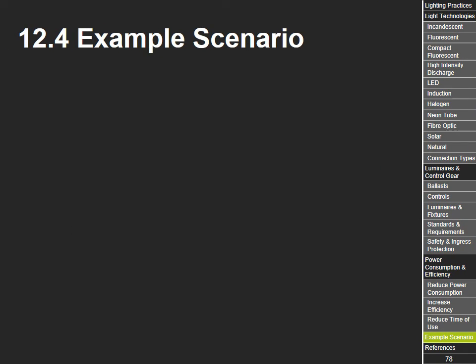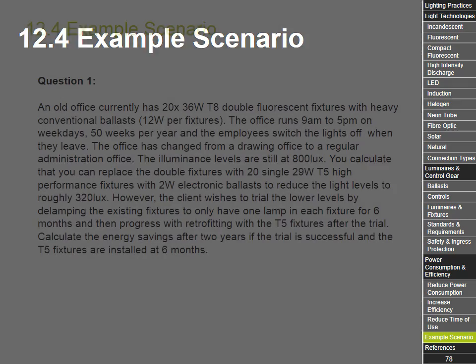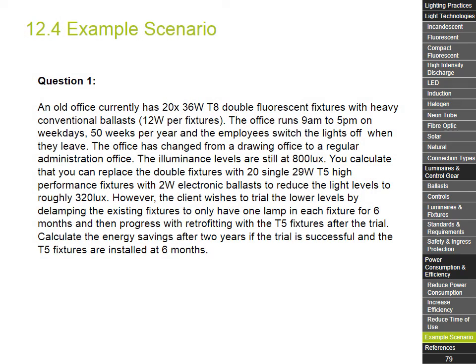An example scenario for lighting practices. Question 1. An old office currently has 20 x 36 watt T8 double fluorescent fixtures with heavy conventional ballasts, 12 watt per fixture. The office runs 9 AM to 5 PM on weekdays, 50 weeks per year, and the employees switch the lights off when they leave.